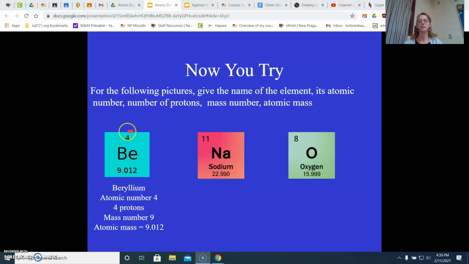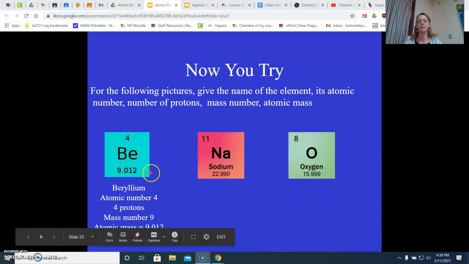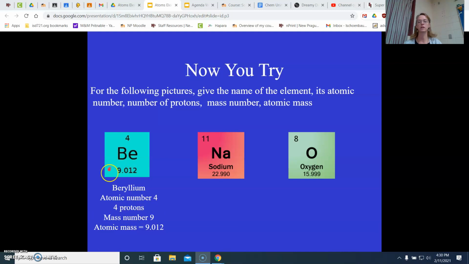So beryllium's atomic number is 4. That means it has 4 protons. The atomic mass, remember, atomic number, atomic mass are on the periodic table. Mass number doesn't have the word atomic in front of it. We're going to round this to the closest whole number, and then we can use that number to find out how many neutrons beryllium has, which would be 5, which I should have asked you and I didn't. So try the other two, check your work.